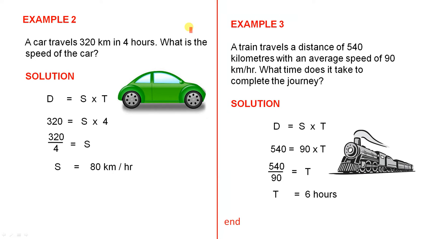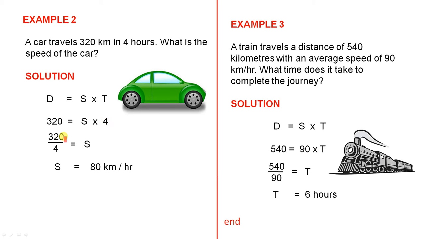Example 2. A car travels 320 kilometers in 4 hours. What is the speed of the car? The solution: distance equals speed times time. That's speed multiplied by time. So 320 is the distance. We have to find the speed. And the time is 4.